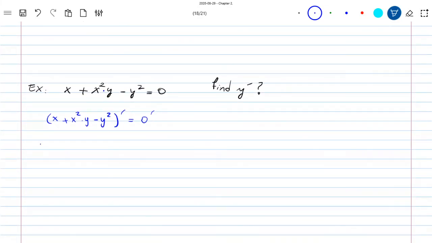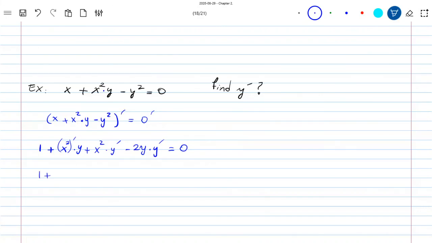Derivative of x, simply 1. Derivative of x squared y, there is a multiplication, so apply the product rule. It would be x squared derivative, I'm going to write it, so it's important to write it so you don't make a mistake. X squared derivative multiplied by y plus x squared times y derivative, minus y squared derivative is 2y times y prime. Derivative of y times dy over dx, which is simply y prime. Zero derivative, simply 0.